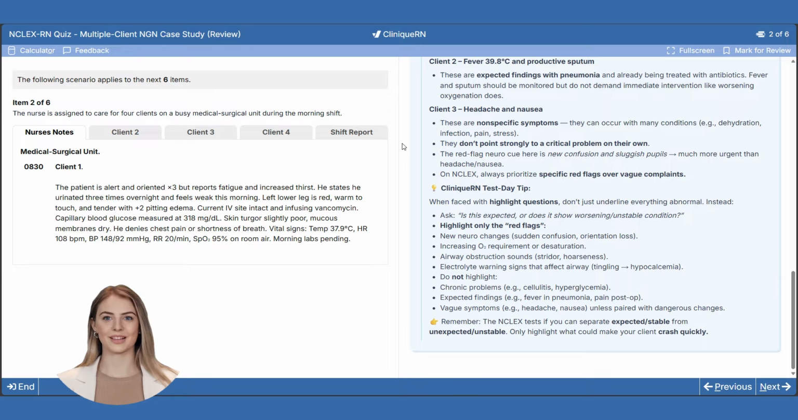Tingling means hypocalcemia. Do not highlight chronic problems. Example, cellulitis, hyperglycemia. Expected findings. Example, fever and pneumonia, pain post-op. Vague symptoms. Example, headache, nausea, unless paired with dangerous changes. Remember, the NCLEX tests if you can separate expected or stable from unexpected or unstable. Only highlight what could make your client crash quickly.